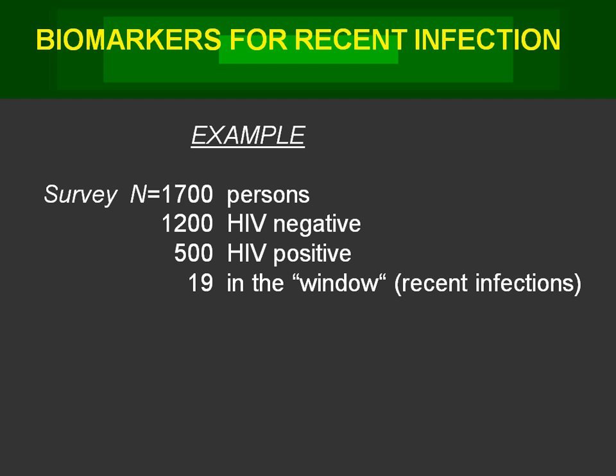Suppose you have 1,700 people in your single survey. You test them for HIV, 1,200 are negative, 500 are positive. You take the 500 who are positive and test them with this new BED assay. And let's say you found 19 were in the window period.